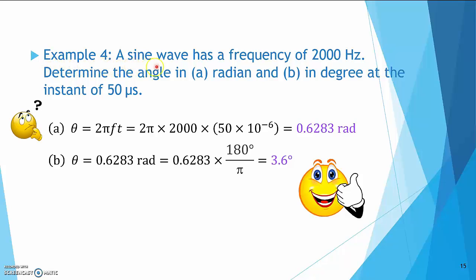Example 4. A sine wave has a frequency of 2000 Hz. Determine the angle in A, radian, and B, degree, at the instant of 50 microseconds. Part A, θ is equal to 2πft. Substituting 2000 Hz for the frequency and 50 microseconds for the time, we get θ to be 0.6283 radian. Part B, convert 0.6283 radian to degree. We multiply 0.6283 by 180 degrees, then divide by π, and we get 3.6 degrees.